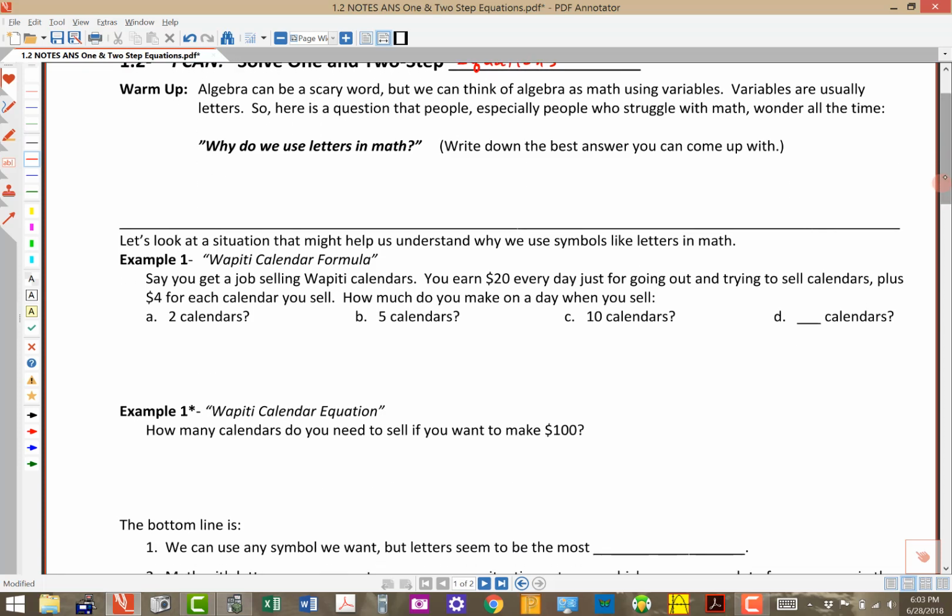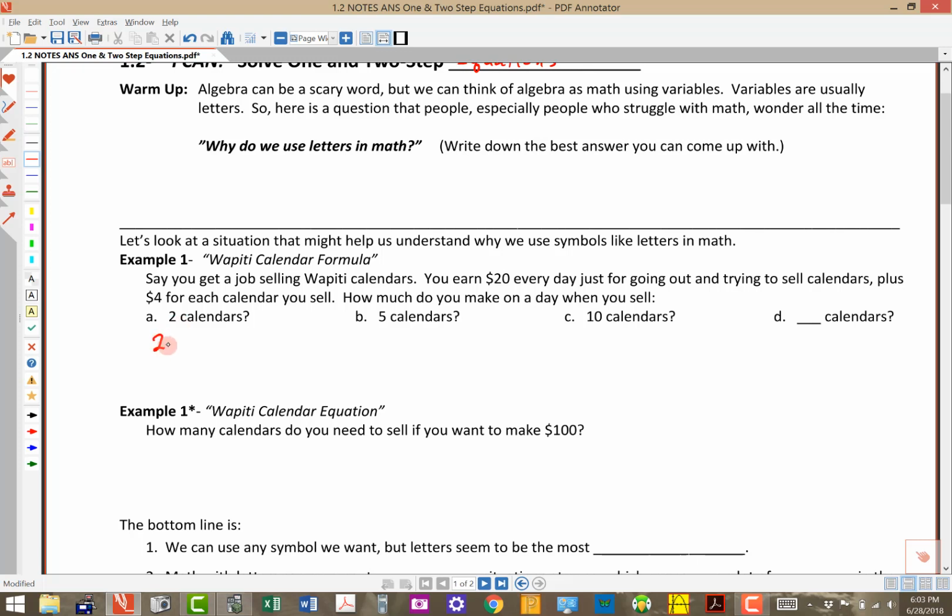So in example 1, the Wapiti calendar formula. At Elk Ridge Middle School, we're the Wapitis, those white-tailed elks. So it says, say you get a job selling Wapiti calendars. You earn $20 every day just for going out and trying to sell calendars, plus $4 for each calendar you sell. How much do you make on a day when you sell? And then we've got a couple of examples of how much you would sell each day.